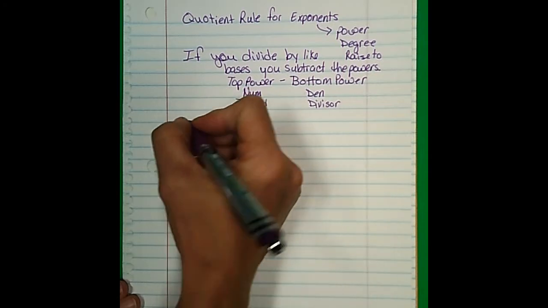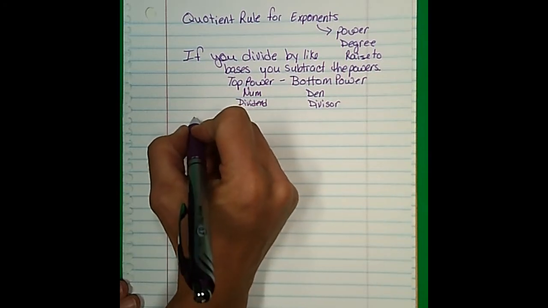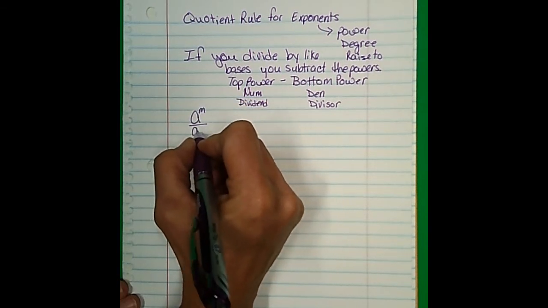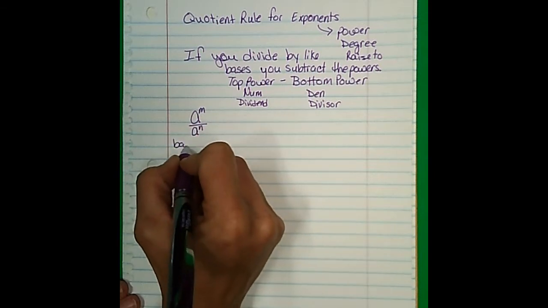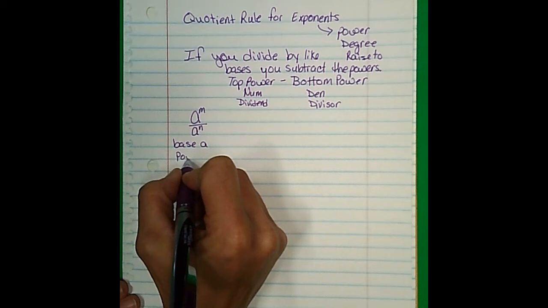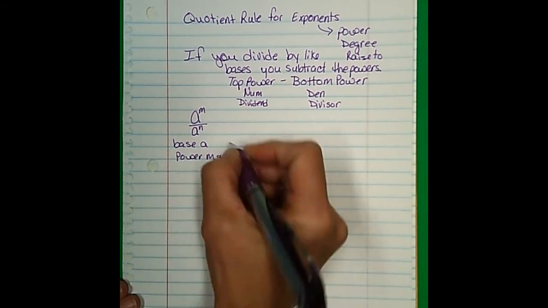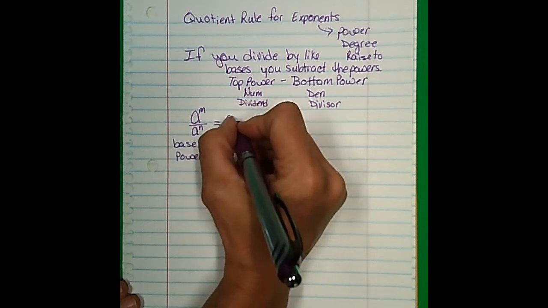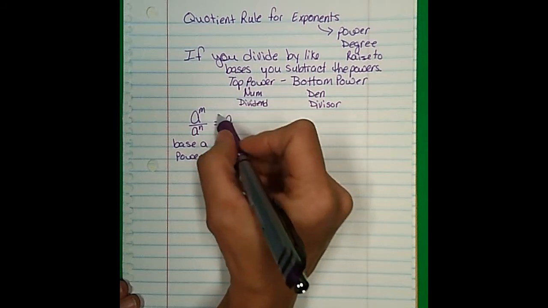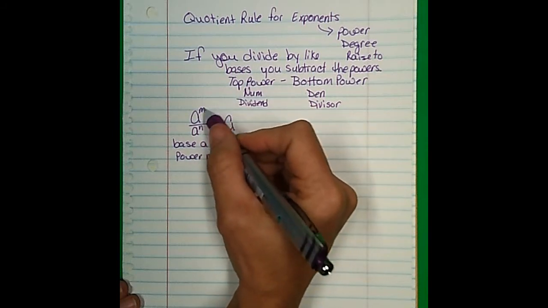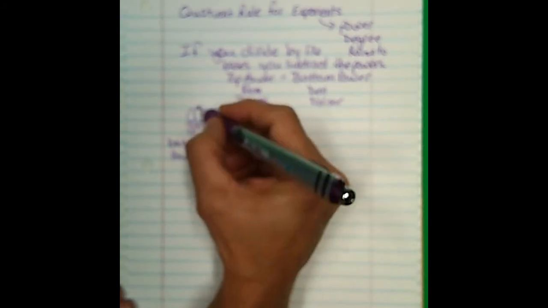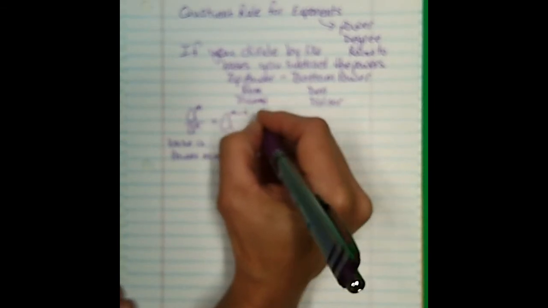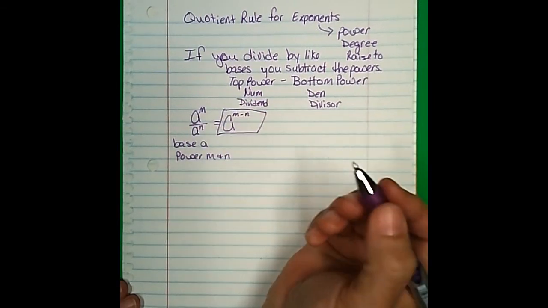Okay, so let's use an example. We have a base of A raised to m divided by the base of A raised to n. So again, my base is A, my powers are m and n. Since my bases are alike, I'm going to rewrite it where it's raised to my powers, and since it's a quotient, which means division, which means a ratio, I'm going to take my top power, subtract it from my bottom power. Since we do not know the value of A, m, and n, we are done.